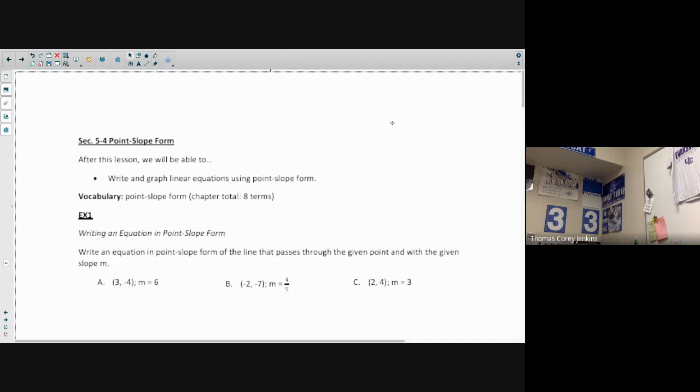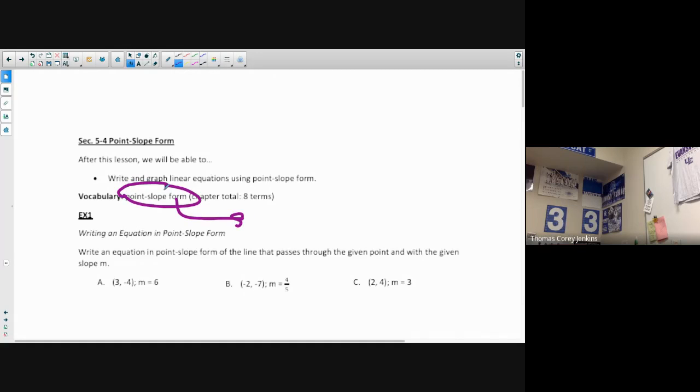This will be Section 5.4, which is called Point Slope Form. I believe this will be completely new for everybody, so you'll have to really learn it. It won't be review. First of all, our learning target is we want to be able to write and graph linear equations using point slope form. Okay, kind of the same as our last lesson, except our last lesson was slope-intercept form, which we were more familiar with. So getting to it then, what is point-slope form?